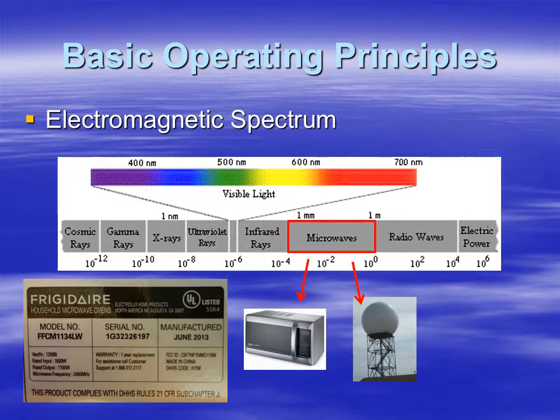The part of the electromagnetic spectrum that radar operates in is the microwave. And you're probably familiar with microwave ovens. They radiate at a frequency of about 3,000 megahertz, and weather radars also radiate in that range. We'll look at that in a little bit more detail. There's a relationship between frequency, wavelength, and also the speed of light.